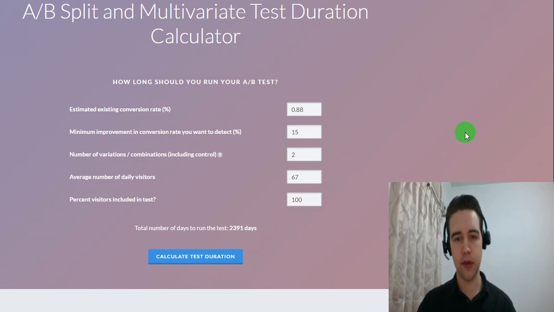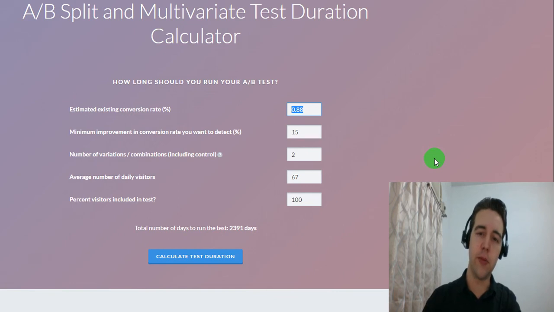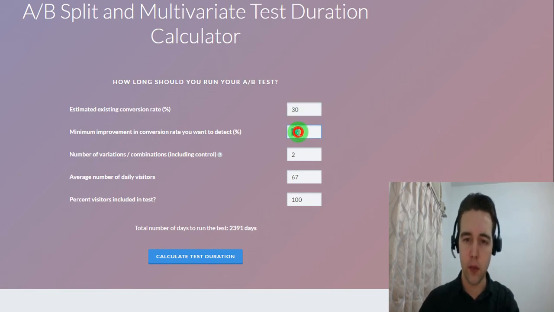So if you are just viewing a micro action on a certain page, so let's say you have your cart page and you just want to measure how often people are adding things to the cart. So our micro conversion rate could be, let's say, people are adding this product to the cart 30% of the time. And we want to have an increase of 30% on that. So that would be around 40%.